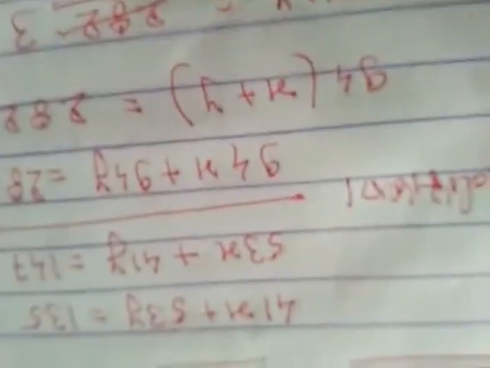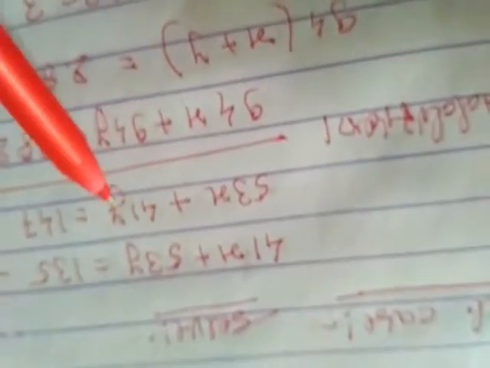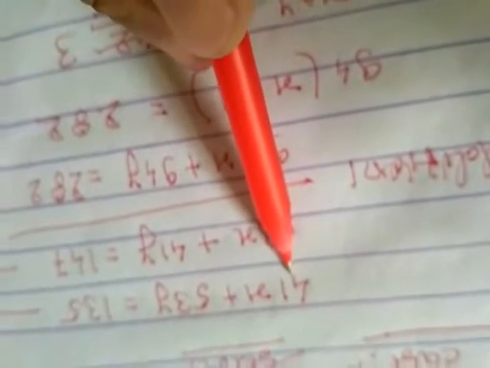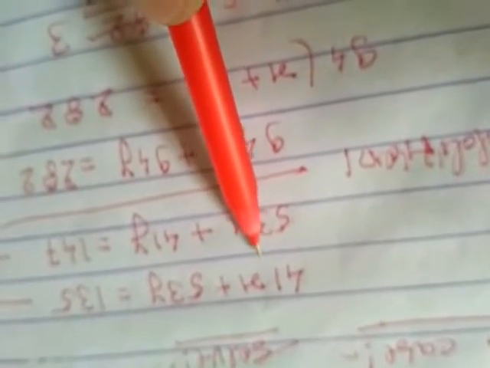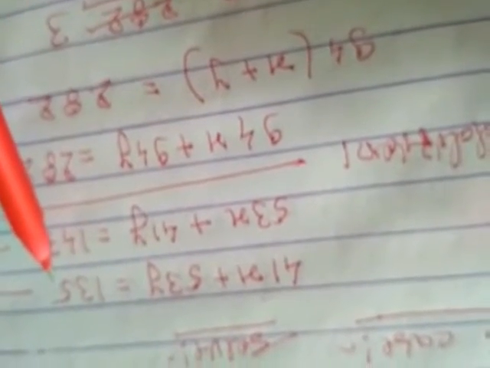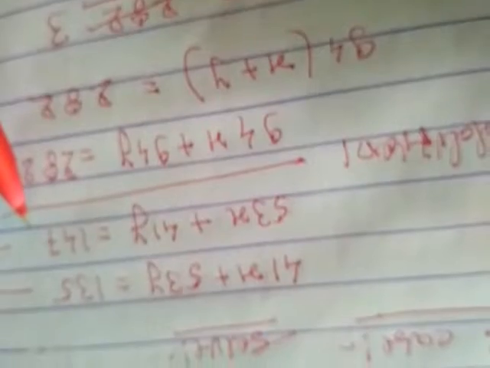Now there is one more method of solving a pair of linear equations of two variables, that is called a special case. Such type of equations whose coefficients of the variables are interchanged are solved by a special method. So this is called a special method. Let's understand it by taking an example. 41x plus 53y equals 135, and 53x plus 41y equals 147. So these are two equations.